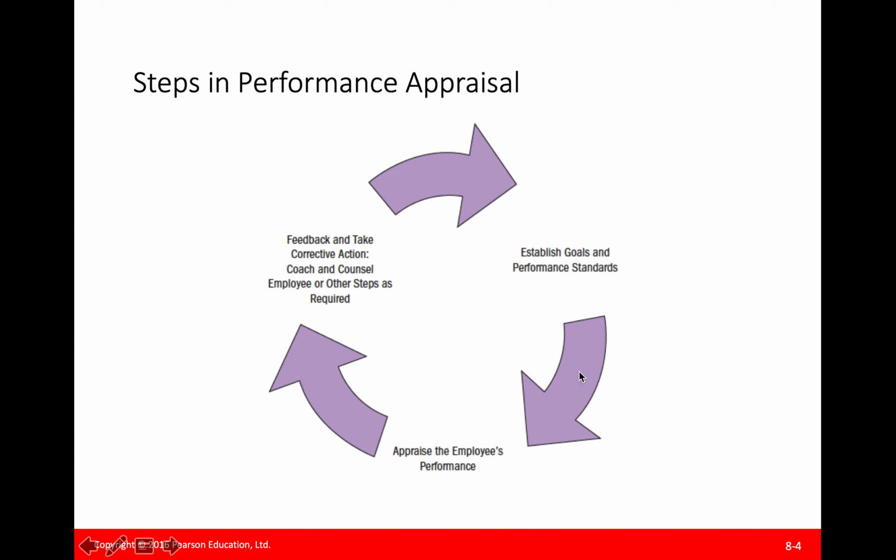So, what are the steps in performance appraisal? In the textbook, they define performance appraisal as a procedure consisting of 3 steps. The first step is establishing goals and performance standards. The second one is to appraise the employee's performance, which means comparing the actual performance of the employees with the performance standards, to see if the employees underperform, perform satisfactorily, or overperform.